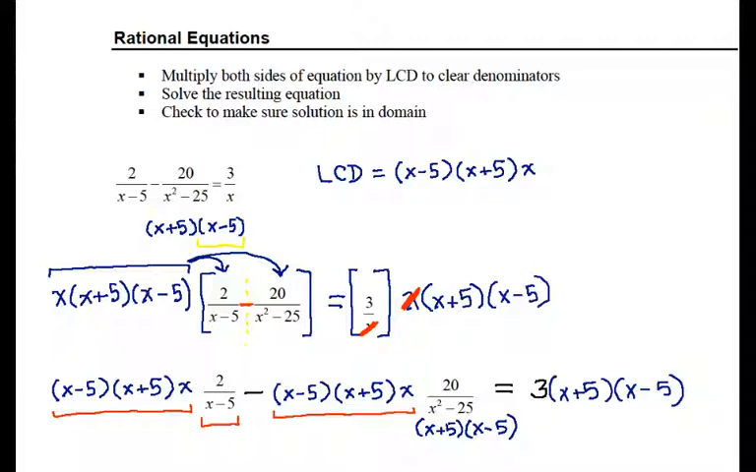Okay, so in our first product, the factor of x minus 5 in the denominator cancels with the x minus 5 from the LCD. In our second product, the x plus 5 and the x minus 5 from the denominator both cancel with the x plus 5 and the x minus 5 in the LCD. Over here on the right, I can see that my factors of x canceled, leaving me with just a 3 from the original equation and just x plus 5 times x minus 5 from the LCD.